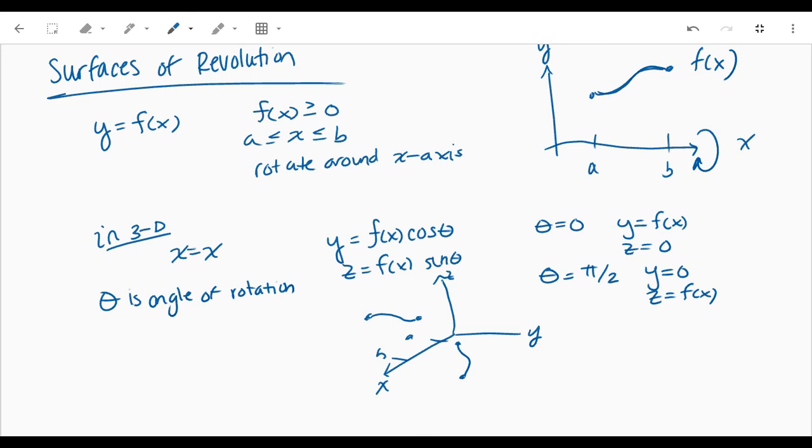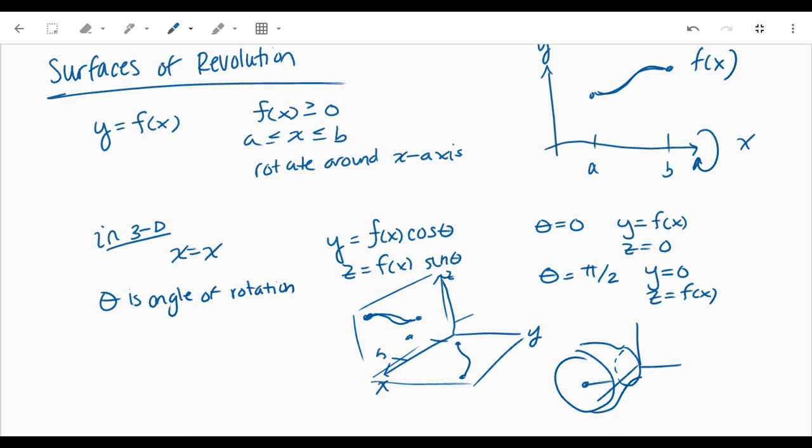And eventually I'd rotate it all the way around. This piece here is meant to be in the xz plane. This piece here is in the xy plane. And if I rotate it eventually all the way around, I'll have something that looks like this. Theta goes around the circle, around here. This is your x, your y, and your z. So that's how your surfaces of revolution work in these parametric equations and these 3D equations.